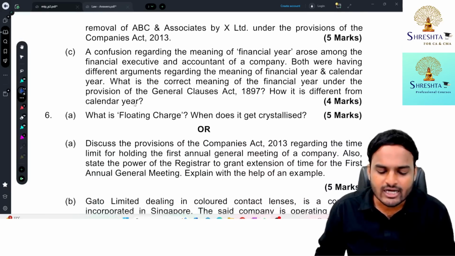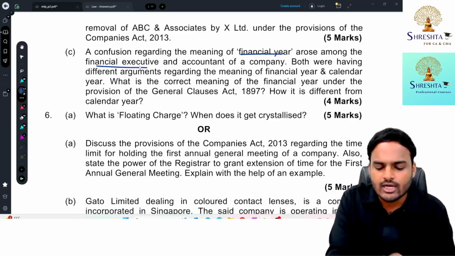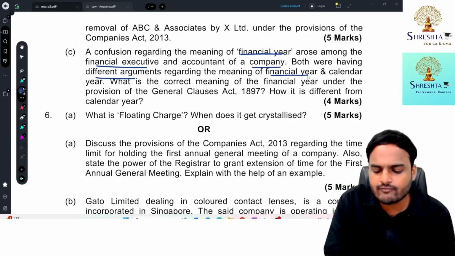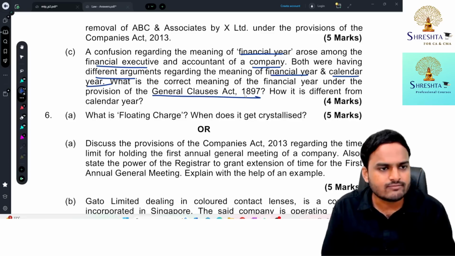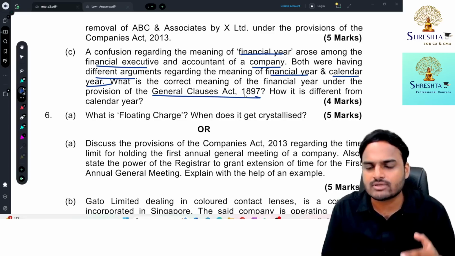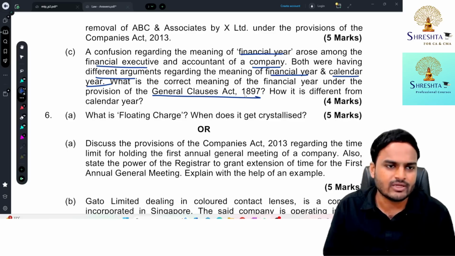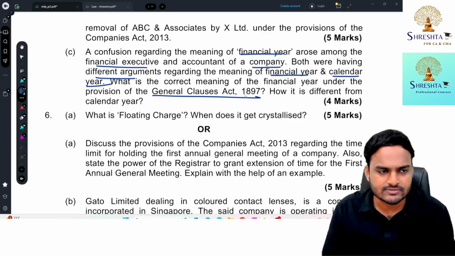A confusion regarding the meaning of financial year arose among the financial executive and accountant of a company. Both were having different arguments regarding the meaning of financial year and calendar year. So, General Clauses Act question: financial year starts from 1st April, calendar year starts from 1st January. Simple question. Calendar year definition, financial year definition, 2 marks each. The difference.